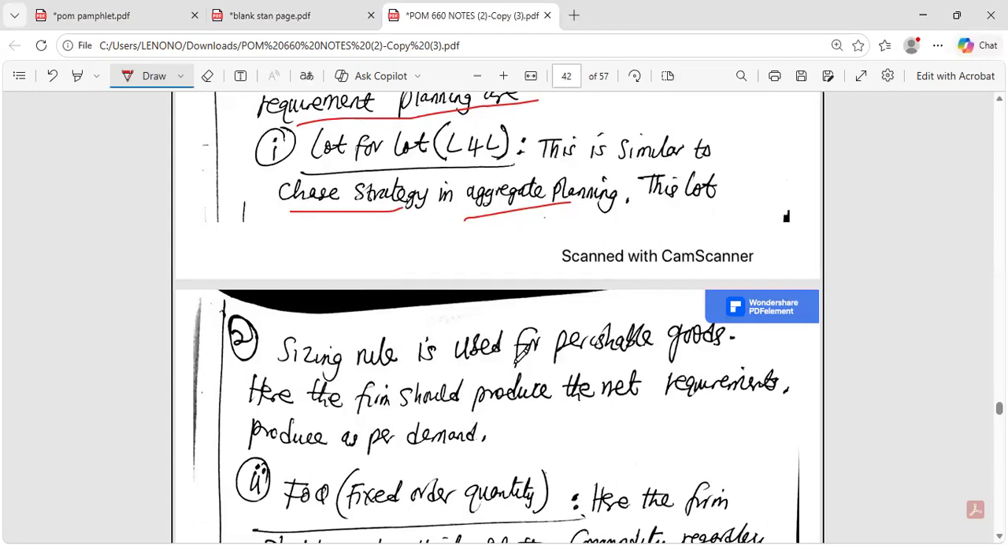Used for perishable goods. And the firm should produce a shortage only. It should produce or order the net requirements.